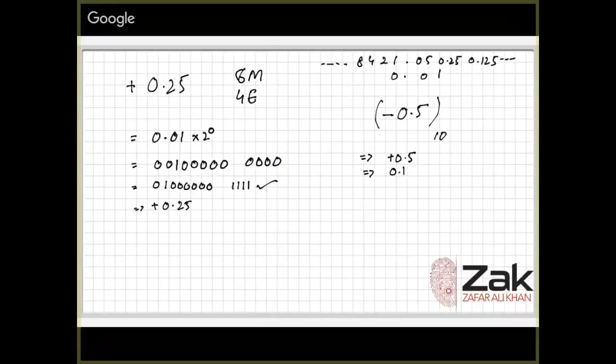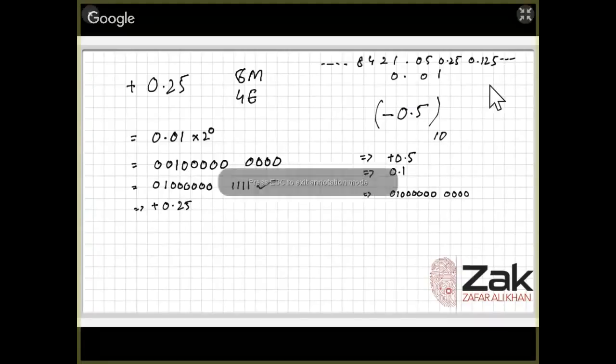This would become 0.1, and if it is 8 bits and 4 bits, then 8 bits of mantissa and 4 bits of exponent. This is positive 0.5. It is normalized and it is perfect.